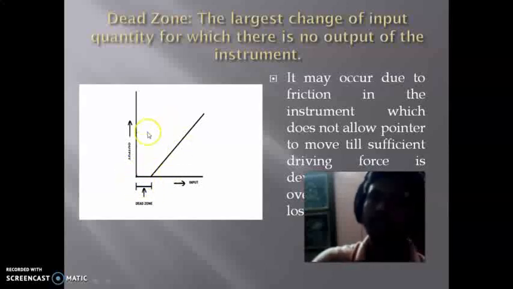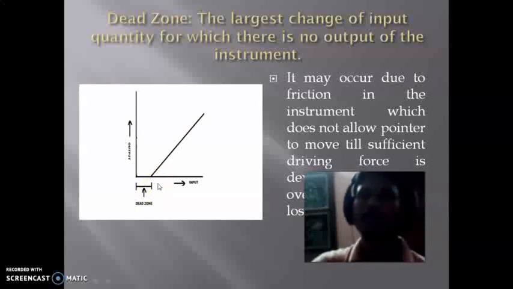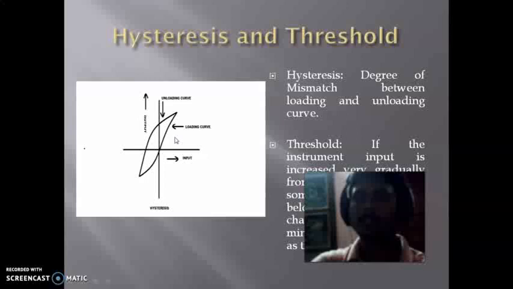So this is a very important one. We are applying a particular input, but up to some extent we are not getting the output. This region is called the dead zone of this particular instrument, and the time during which we are not getting any output is called the dead time. Next one is hysteresis.